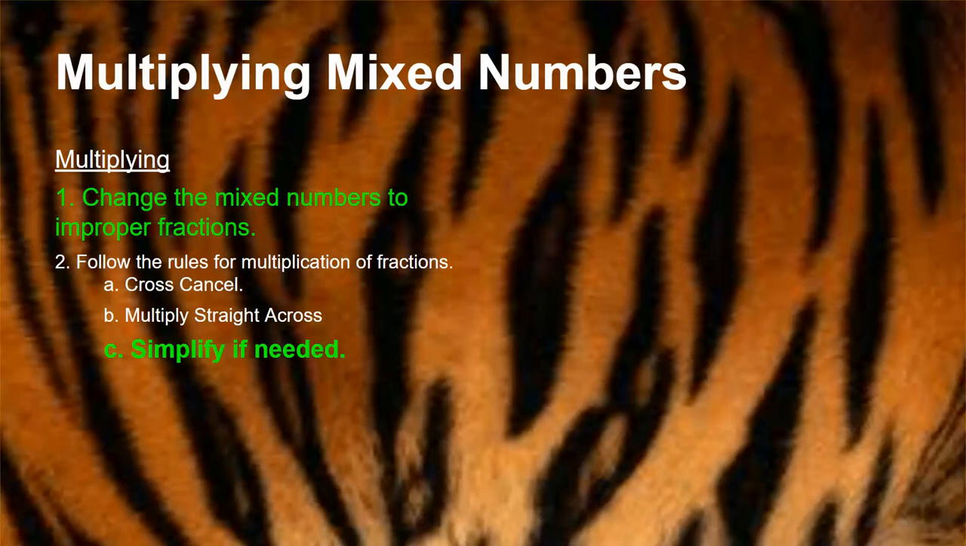What about multiplying mixed numbers? Well, the first thing you do before you can start on the other rules is to change them to improper fractions. Then cross-cancel, multiply straight across, and simplify if needed. More than likely on multiplying mixed numbers, you will have to simplify by changing it back into a mixed number.